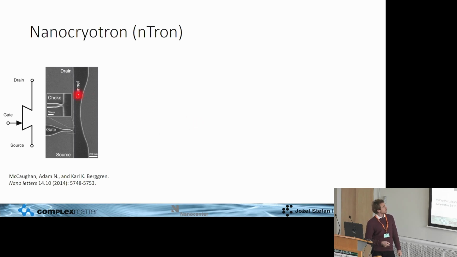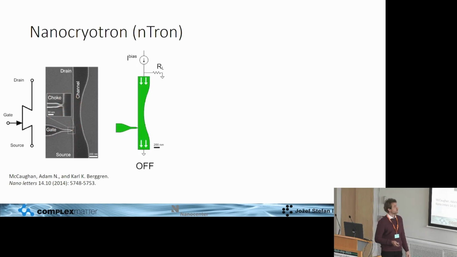Okay, so this is how it looks. This is made of a thin superconducting film, like niobium titanium nitride, for example. It has 3 terminals: drain, source, and gate. It has a channel, and the gate is connected to the channel via this choke region, a very small constriction. This is how it works.